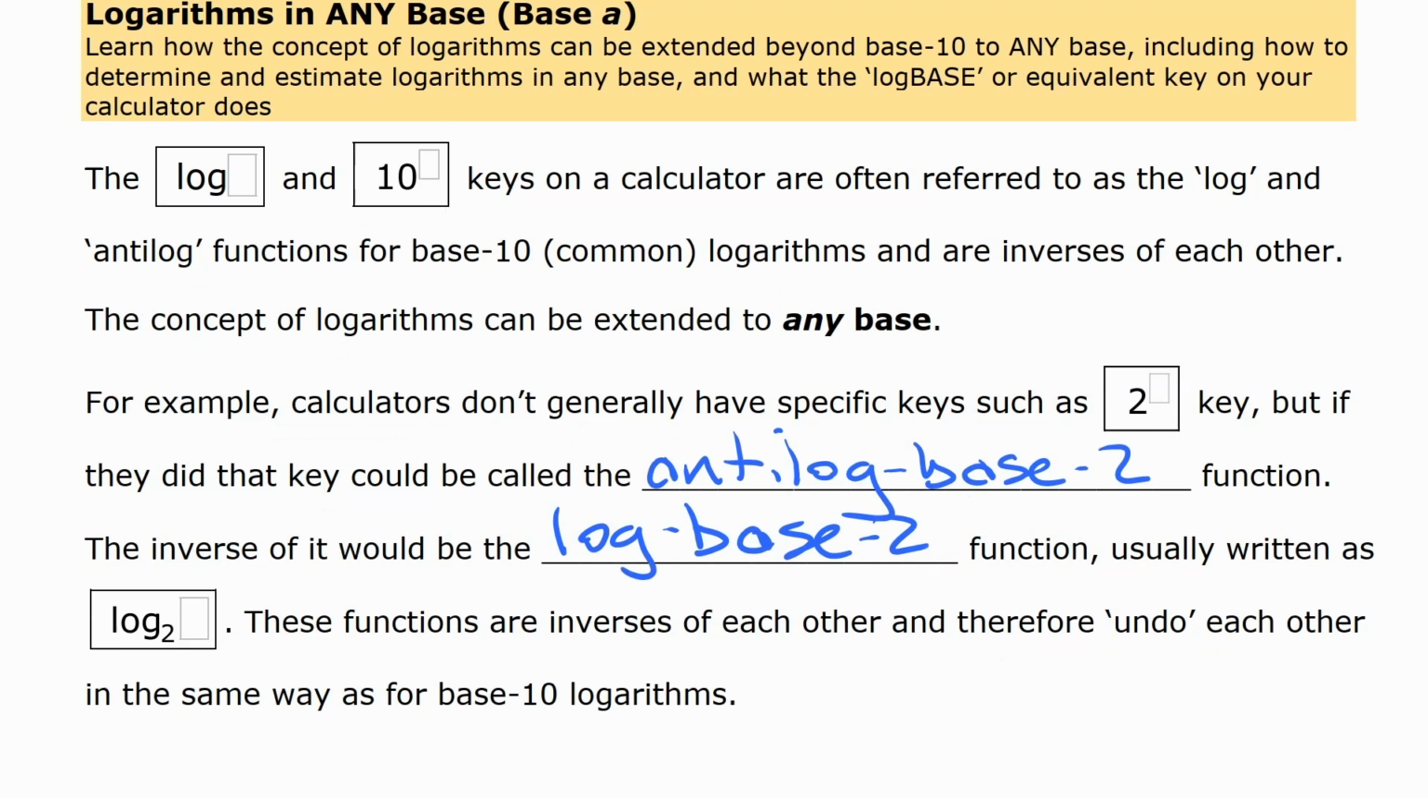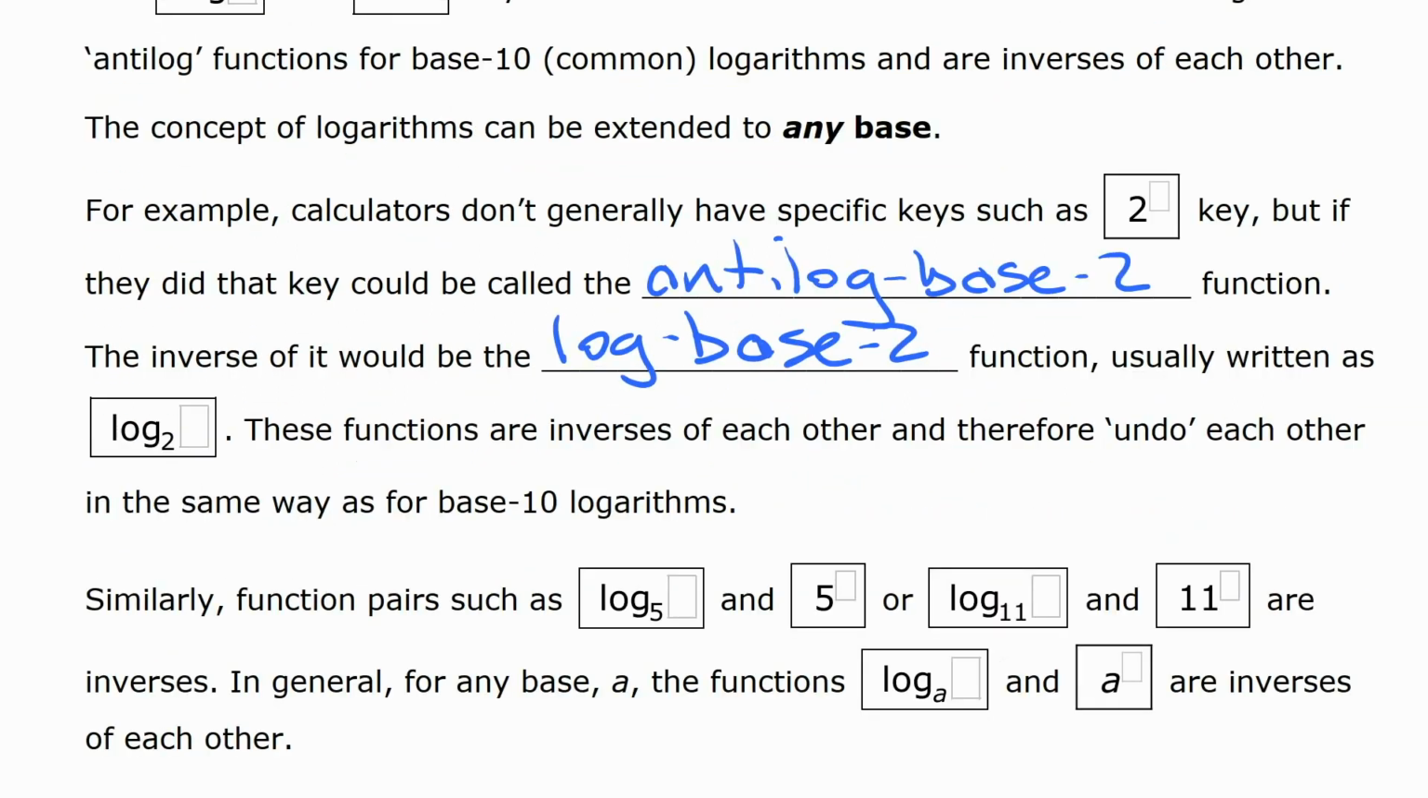You could have other things as well, right? You might have base 5 logarithms, and if you had keys for them in your calculator, they would look like that. You might have base 11 logarithms or whatever. In general, we're often going to call them base A logarithms, A just standing for any base. And that's what those two functions are going to look like.